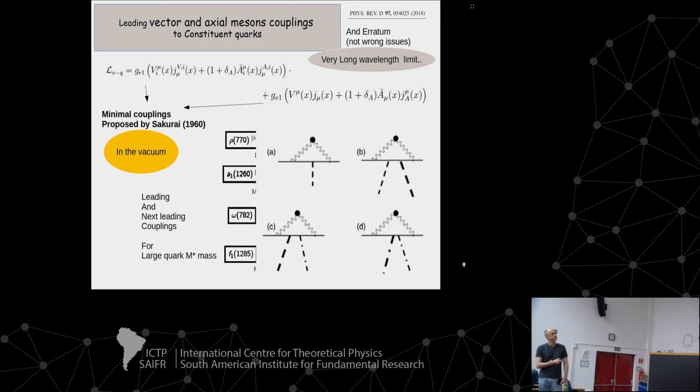But if we impose unitarity or hermiticity of the operators, we have equal couplings of the vector mesons to the axial couplings. These couplings correspond to these diagrams, where we have the constituent quark with this gluon cloud, and the leading vector and axial mesons are these ones that I take from the PDG. So this is in the vacuum.